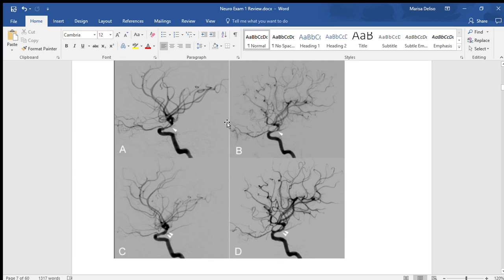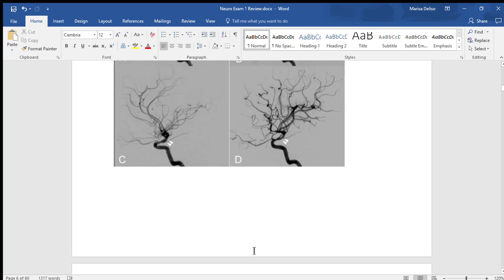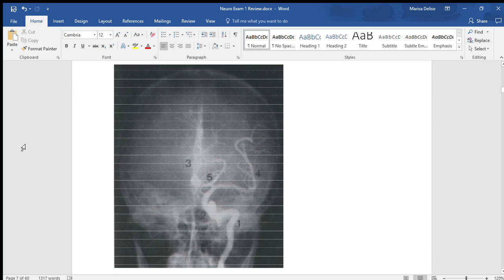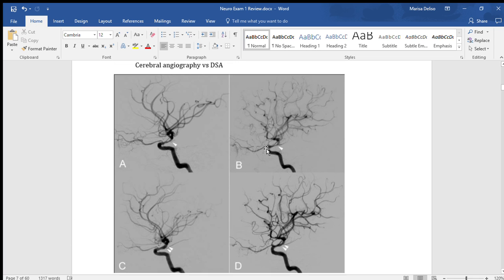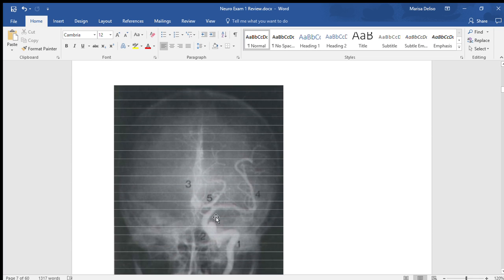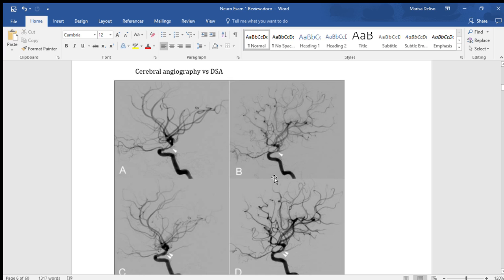Because we could actually see a lot of different structures here as opposed to this one, which is pretty cluttered with bone and things like that. So keep that in mind. This is DSA, this is cerebral angiography. Okay, moving on.